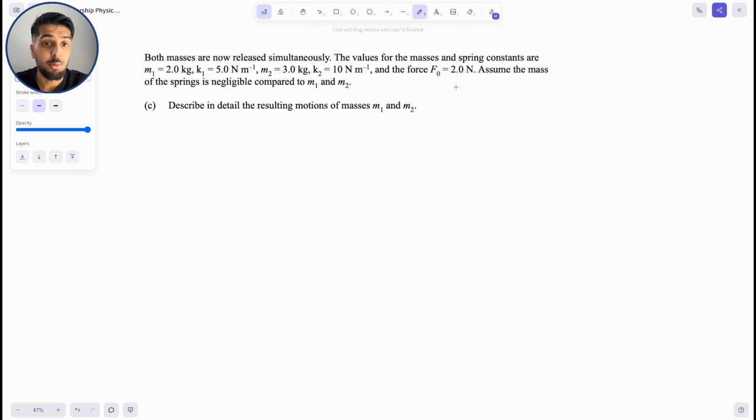So yes, both masses are now released simultaneously. The values for masses and spring constants are as shown below, and the force F0 is 2 newtons. Describe in detail the resulting motions of M1 and M2.